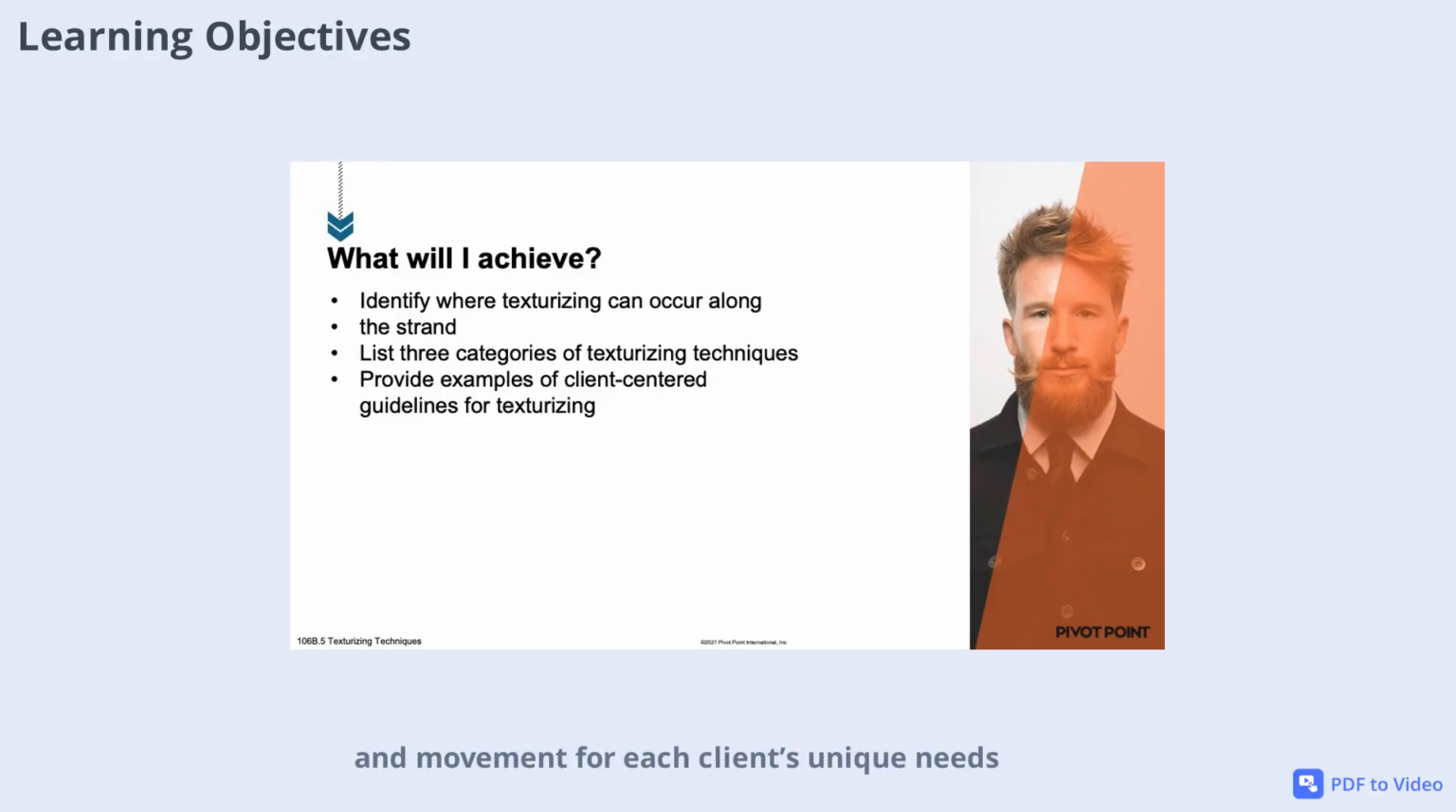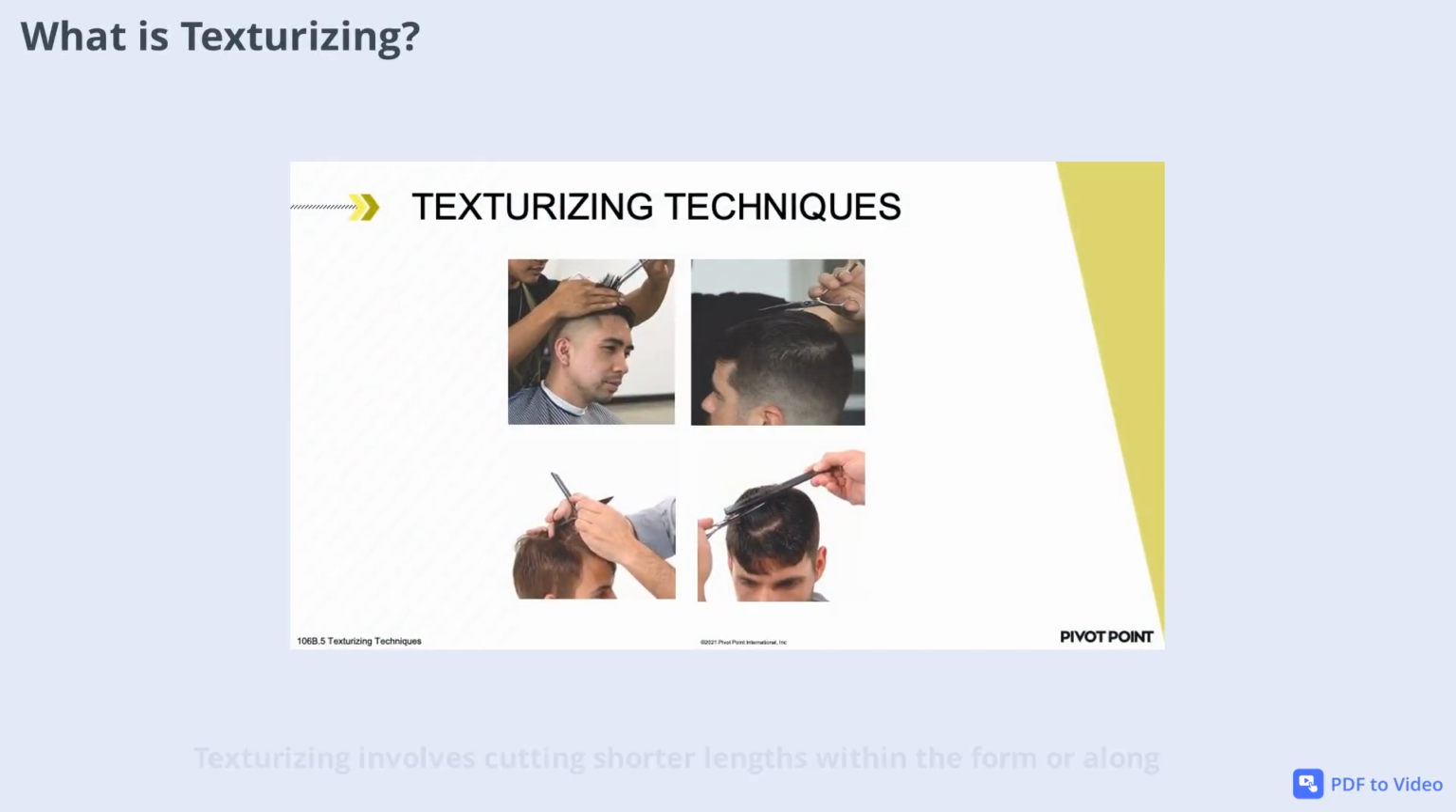Texturizing involves cutting shorter lengths within the form or along the perimeter of the hair without changing the overall length. Sometimes called tapering or thinning, these techniques add texture, mobility, fullness, and expansion, or soften ends and reduce bulk. Texturizing can be done during the haircut on damp or dry hair, on dry curly hair for control, after the cut to observe movement, or throughout the cut to texturize ends as you go. This flexibility makes texturizing a powerful tool for every stylist.